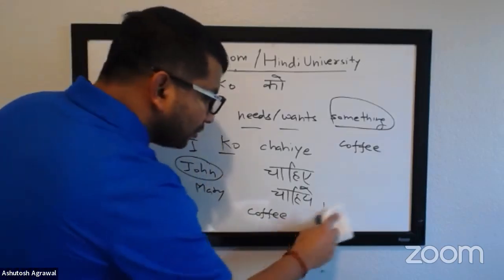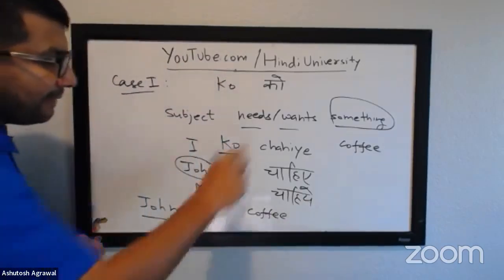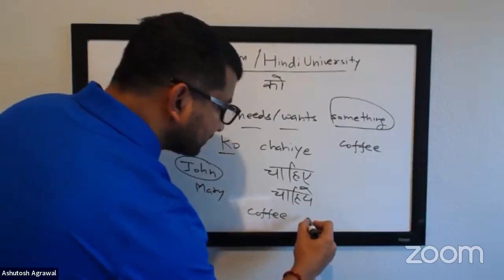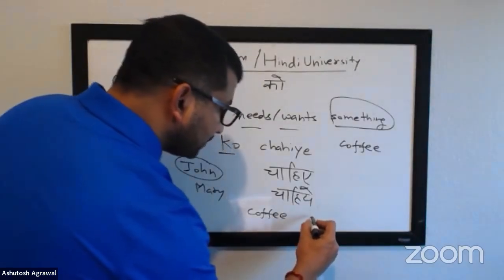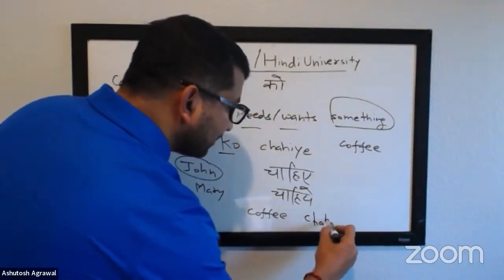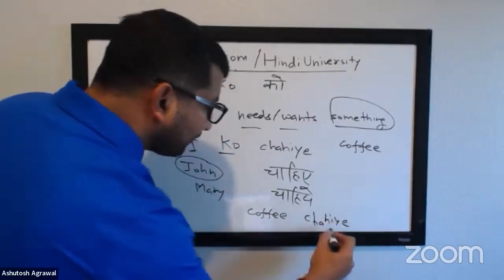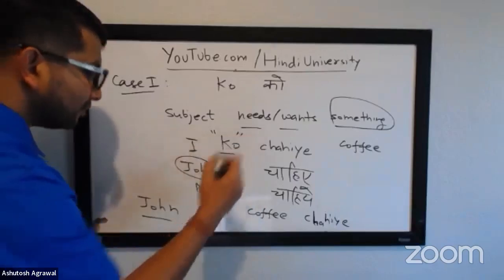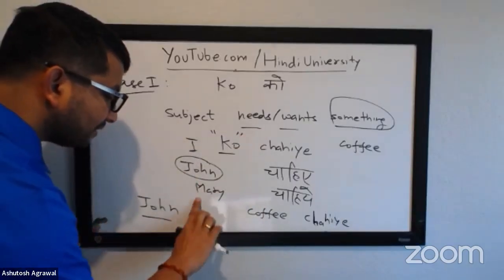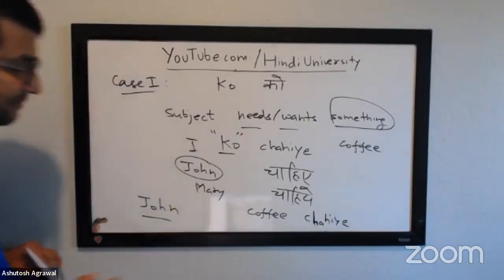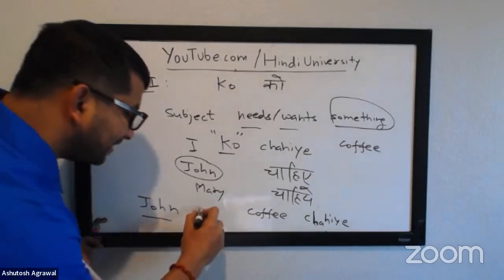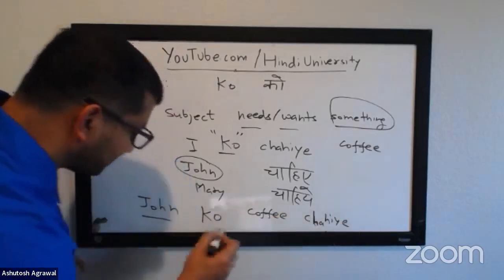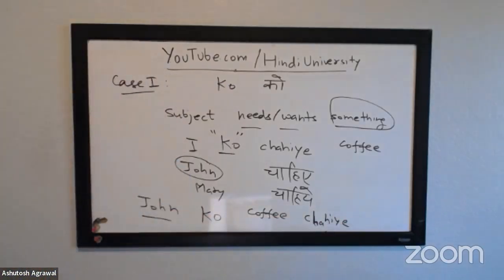So John, coffee, and then you have wants and needs. There's no hai here. John, coffee chahiye. Now, as I said, your subject is marked with ko, so it becomes John को कॉफी चाहिए. You don't have to say hai, but very good. John ko coffee chahiye.